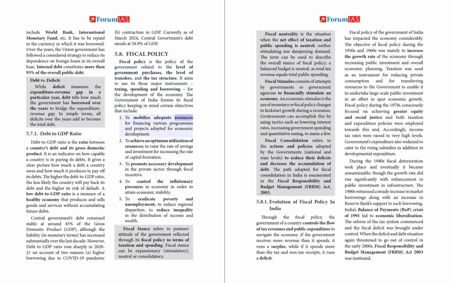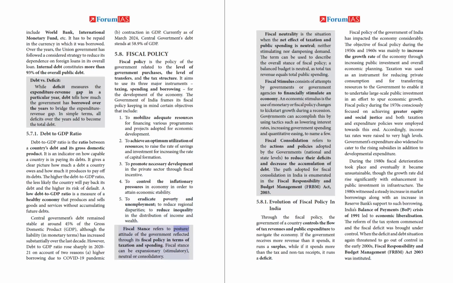To mobilize adequate resources for financing various programs and projects adopted for economic development. 2. To achieve an optimum utilization of resources, to raise the rate of savings and investment for increasing the rate of capital formation. 3. To promote necessary development in the private sector through fiscal incentives. 4. To control the inflationary pressures in the economy in order to attain economic stability. 5. To eradicate poverty and unemployment, to reduce regional disparities, and to reduce inequality in the distribution of income and wealth.